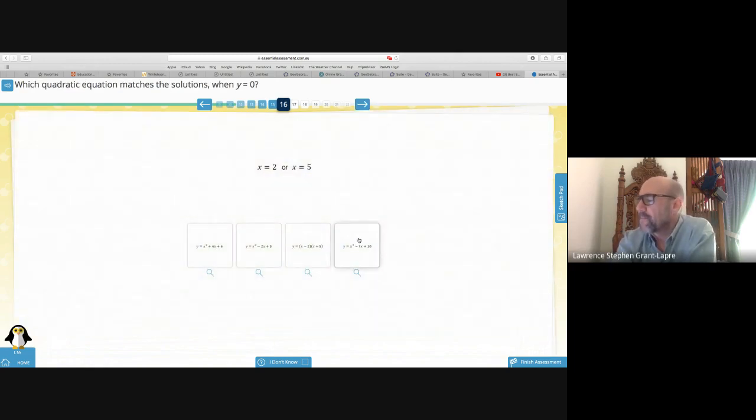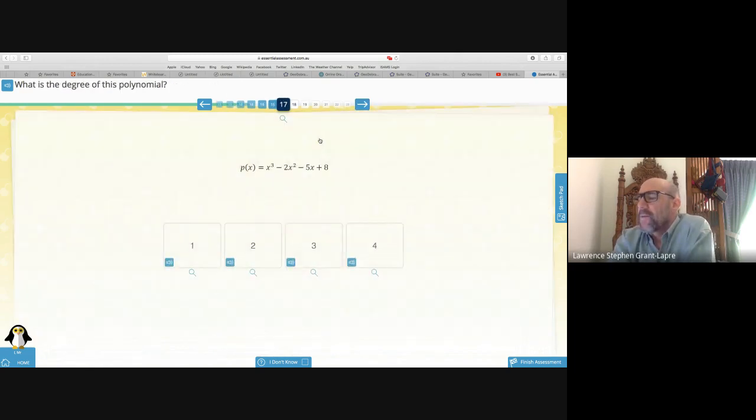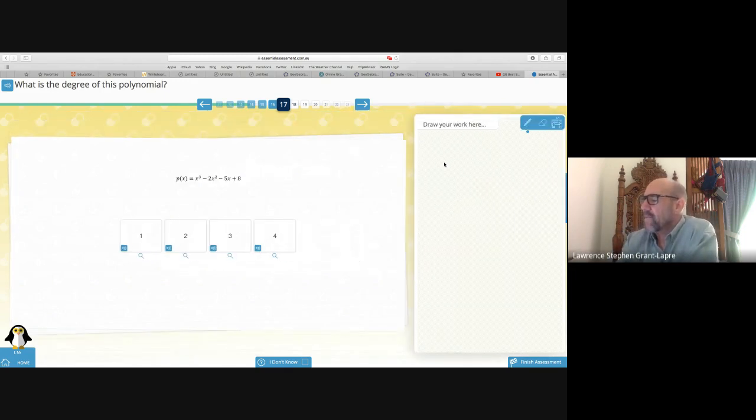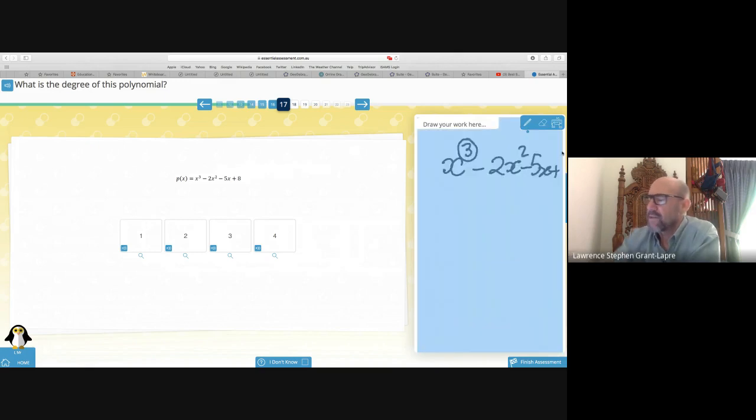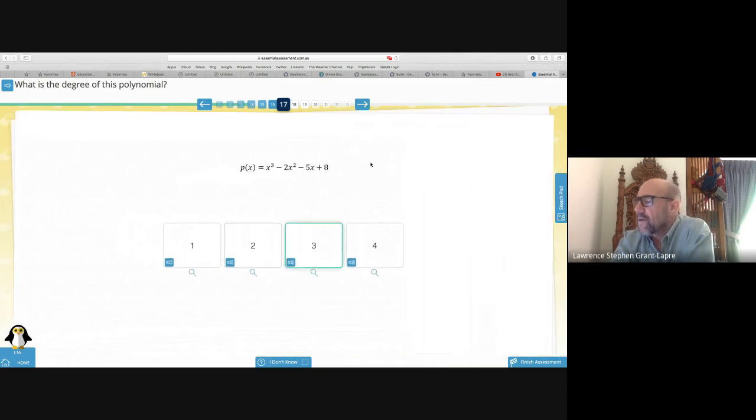The last one. What is the degree of this polynomial? The degree is that highest power of x, is a third degree polynomial. So you look at the largest power of x, so it's a 3. It's a third degree polynomial called a cubic.